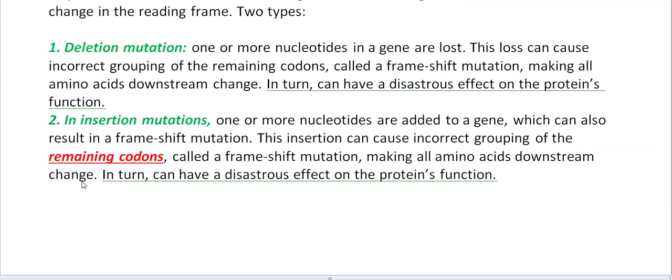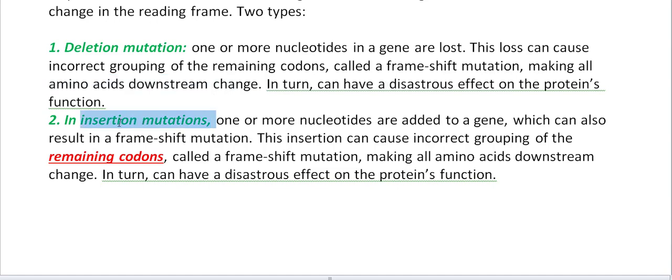So deletion mutation: one or more nucleotides in a gene are lost. This loss can cause incorrect grouping of the remaining codons. A group of 3 nitrogenous bases is called a codon. Each codon codes for one amino acid. This is called frameshift mutation, making all amino acids downstream change. In turn, it can have a disastrous effect on the protein's function.